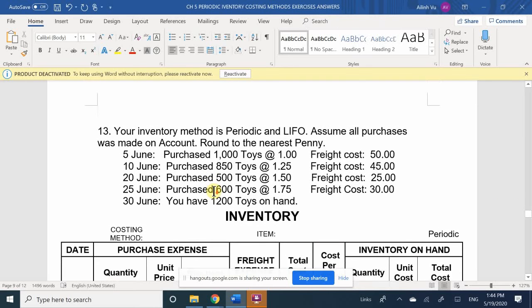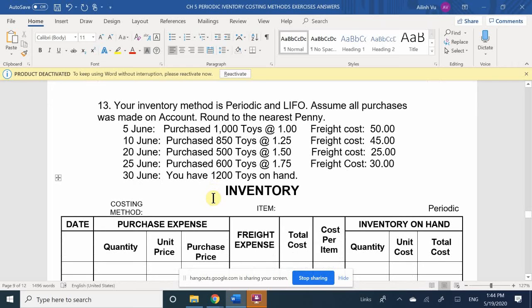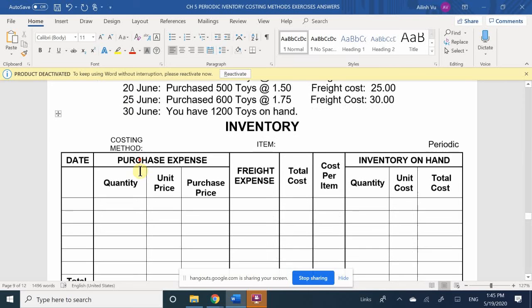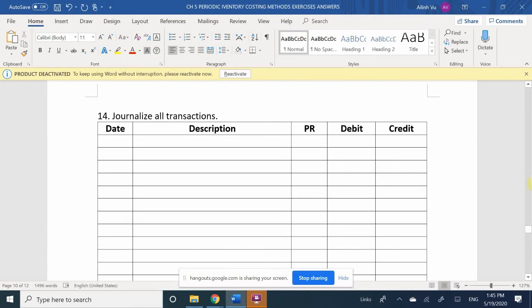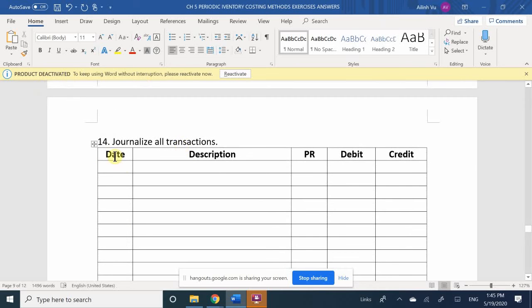All right, what does the first thing say? June 5, purchase 1,000 toys at $1. Freight cost $50. Okay, perfect. We're going to journalize it first and then post it to our inventory worksheet. So how do we journalize?